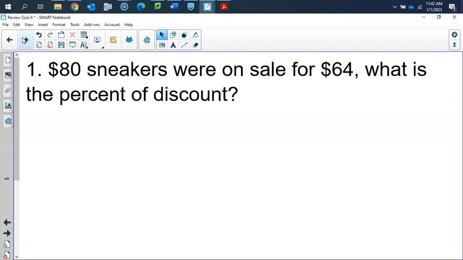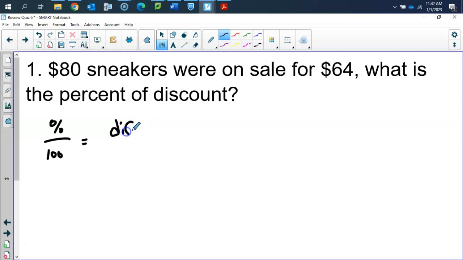All right, number 1, $80 sneakers were on sale for $64. What is the percent of discount? Go. Well, this is a percent of decrease. And to do this, we're going to set up a percent proportion. Percent over 100 equals the difference over the original. Difference over the original. So we're looking for the percent.